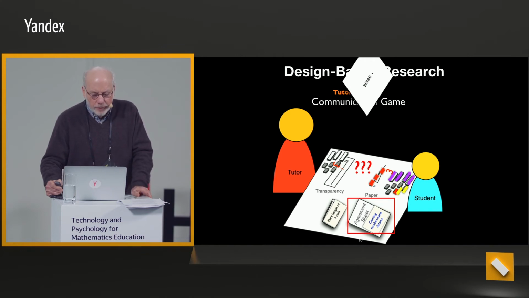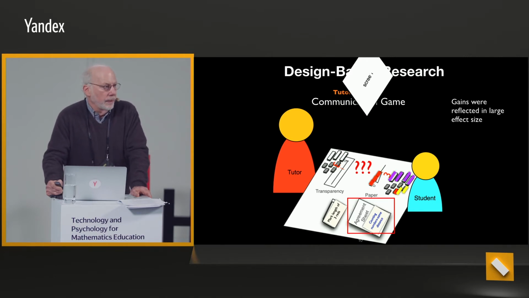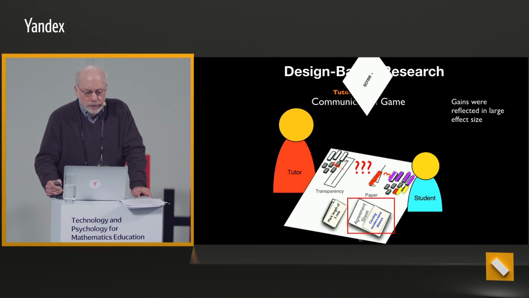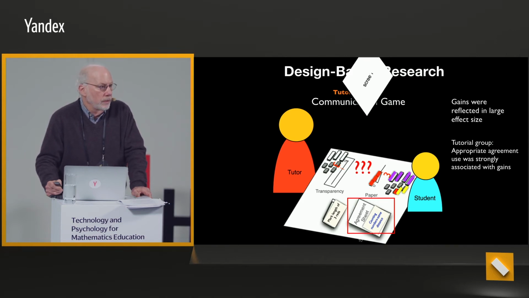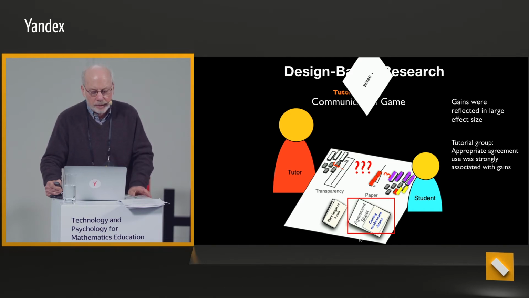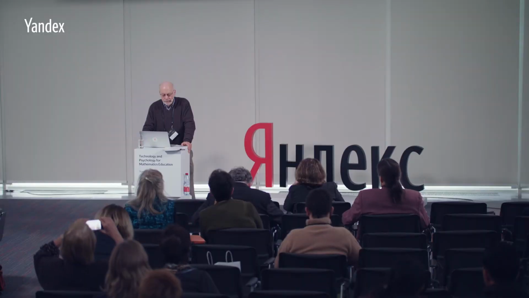So what we found was that we'd used a control group and this experimental group. We found that gains reflected a very large effect size between the control and experimental group. We also found that appropriate agreement use, when students were solving problems and discussing agreements, was associated with very strong gains in the students.